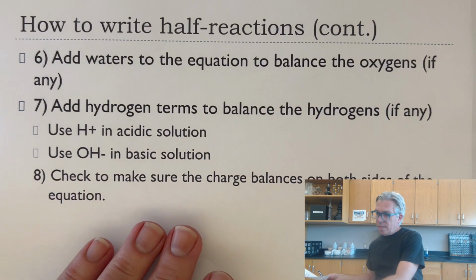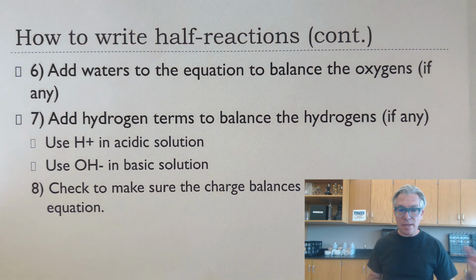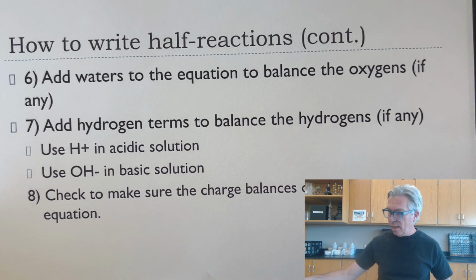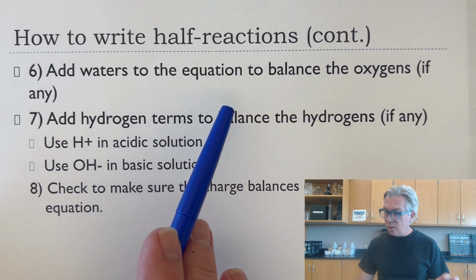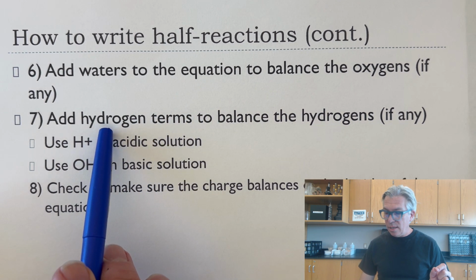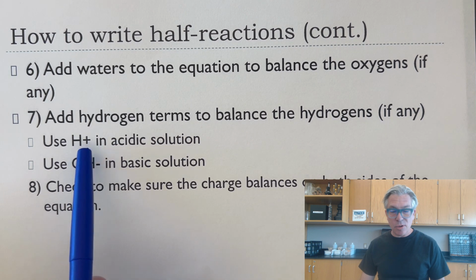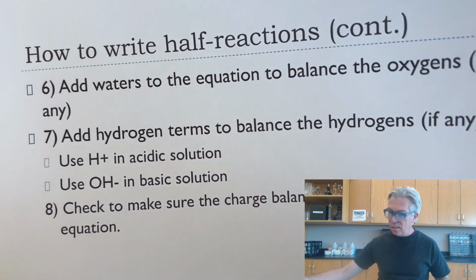And they get a little complicated looking because sometimes you'll see oxygens on one side but not the other side, and we have to think about what to do with them. I'll show you that in a minute. Add waters to the equation to balance the oxygens, if any. And then we can balance it with hydrogen terms, either acidic protons or basic OHs, if it's an acidic or basic solution. And then we're going to check to see if the charge balances on both sides of the equation.